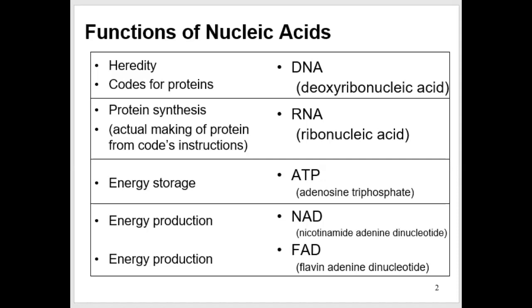DNA and RNA, for example, are both related to proteins, but it's DNA that is the molecule of heredity. It consists of a code that determines the sequence of amino acids in a protein. RNA helps in making those particular proteins.